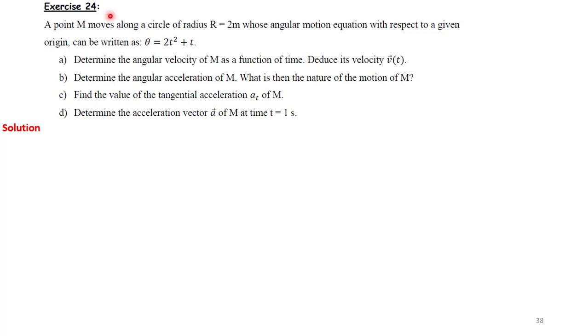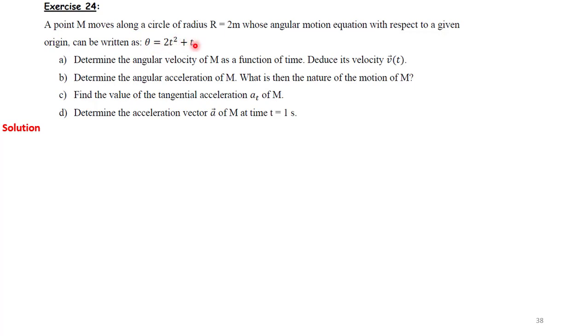A point M moves along a circle of radius r equal to 2 meters, whose angular motion equation with respect to a given origin can be written as theta equal to 2t squared plus t. So we have a circular motion. We have the radius of the circle, and we have the angle theta, the angle of rotation, with respect to time, equal to 2t squared plus t.